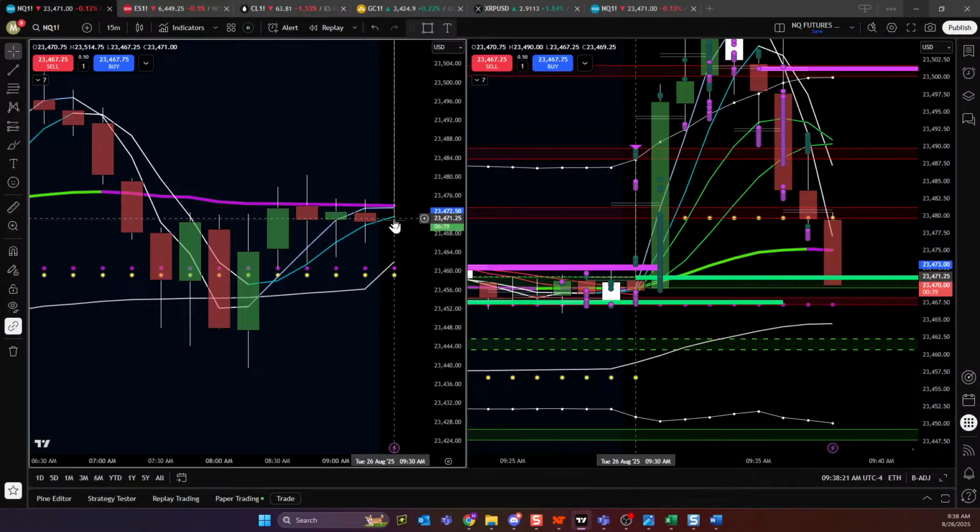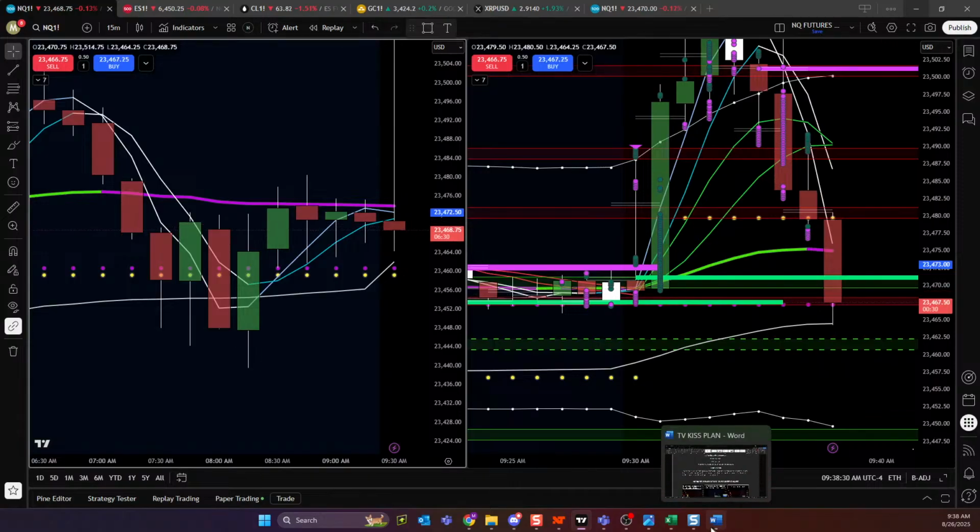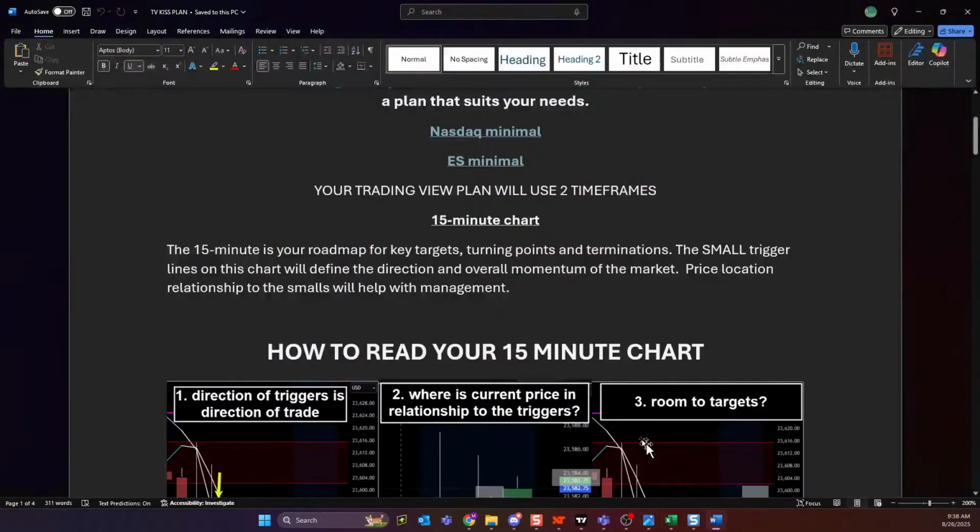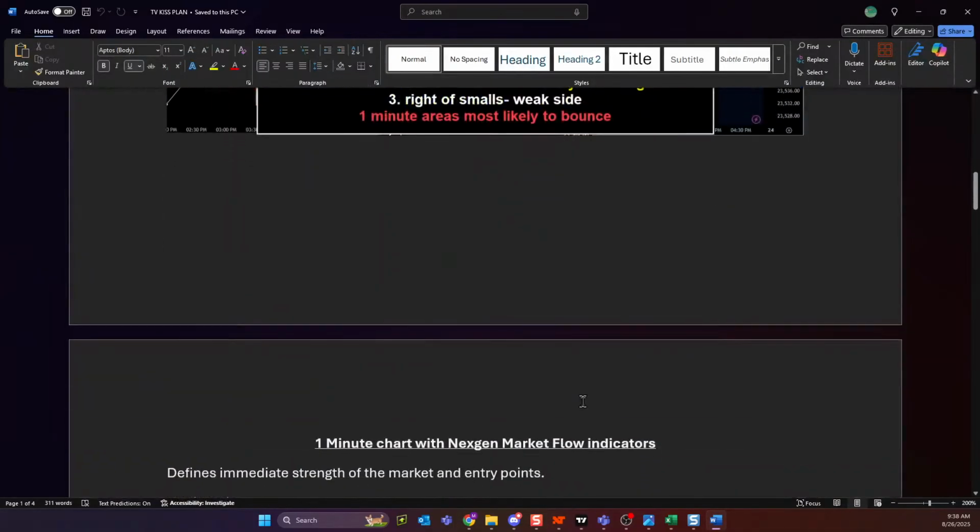Well, now I'm on the weak side of triggers, and now I don't have any room to get to a mid-band. I'll be darned. And look what the market's doing. It's pushing down. So when your rules are met, there are two types of entries that you're going to take, guys.